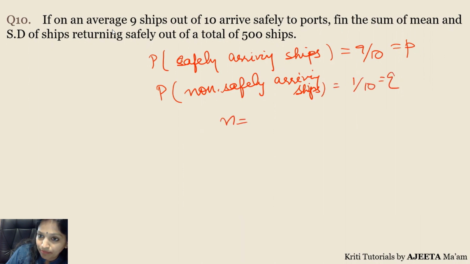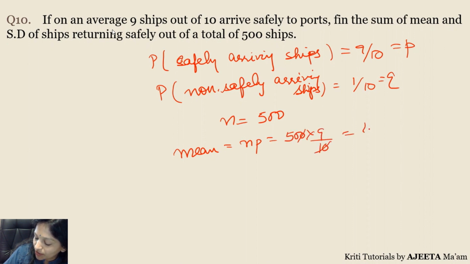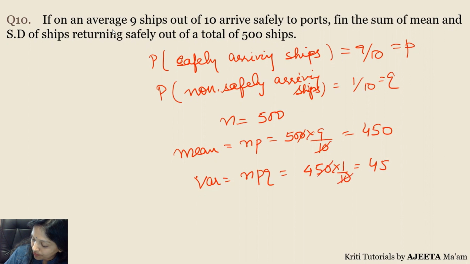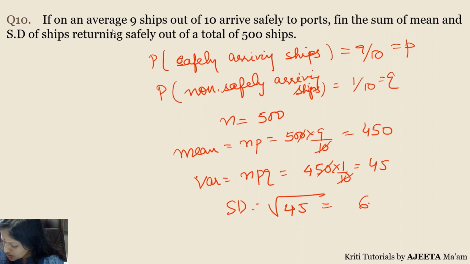What will be our N? 500 ships. So your mean will be what? NP. That is 500 into 9 by 10, which will be nothing but 450. What will be your standard deviation? For that we need variance. So that is NPQ, which is 450 into 1 by 10, that is 45. Now standard deviation is square root of 45, which will come out to be around 6.71. So that will be your standard deviation, right? So this is how we go with it.